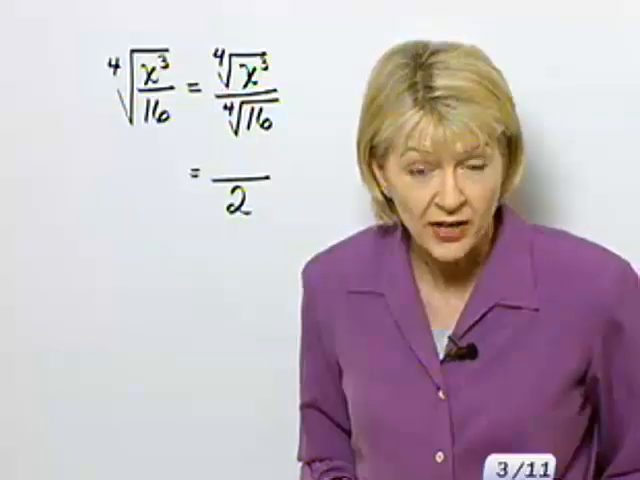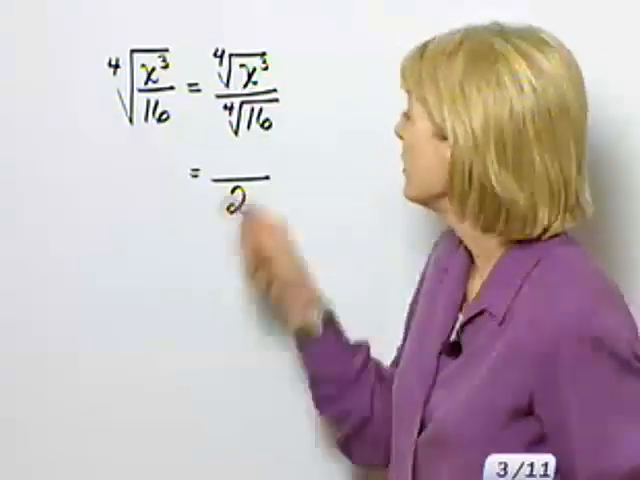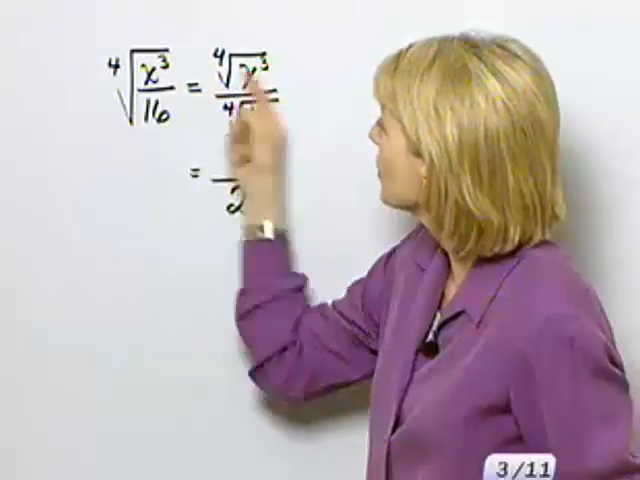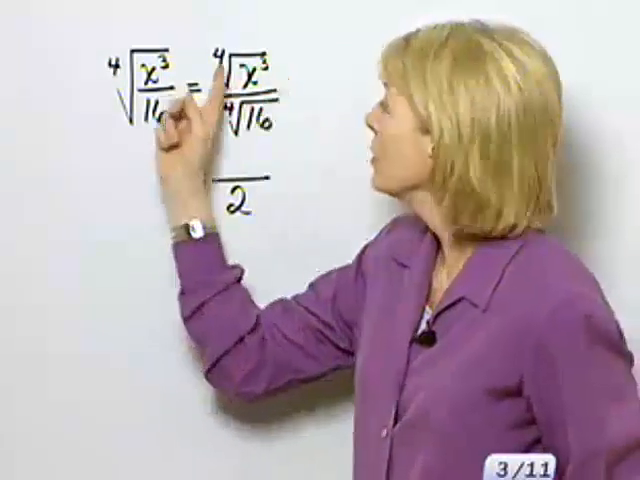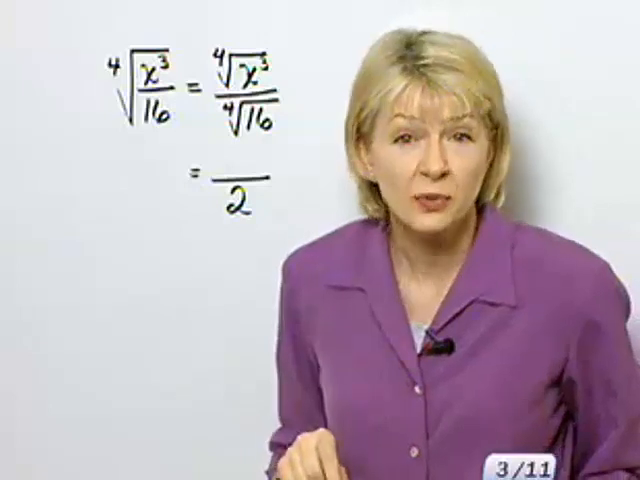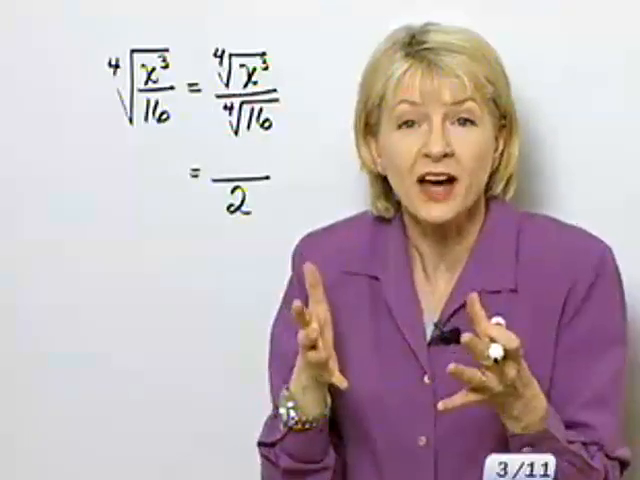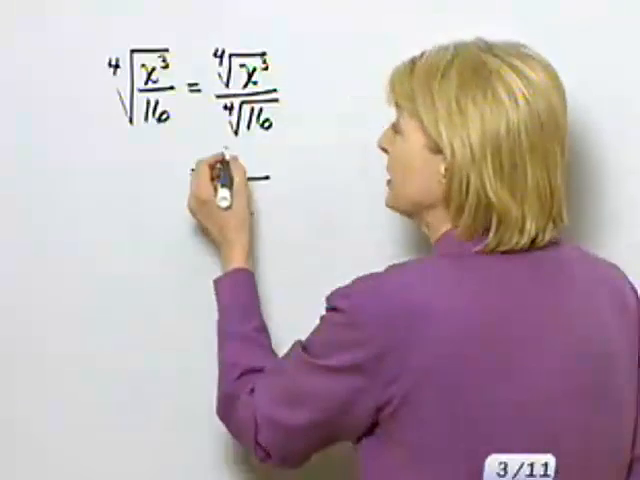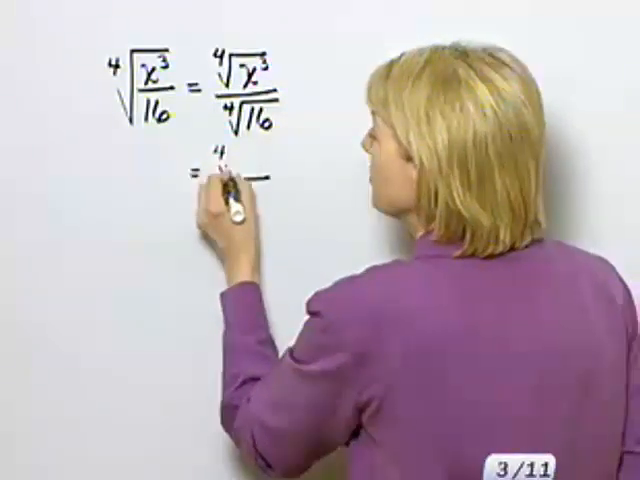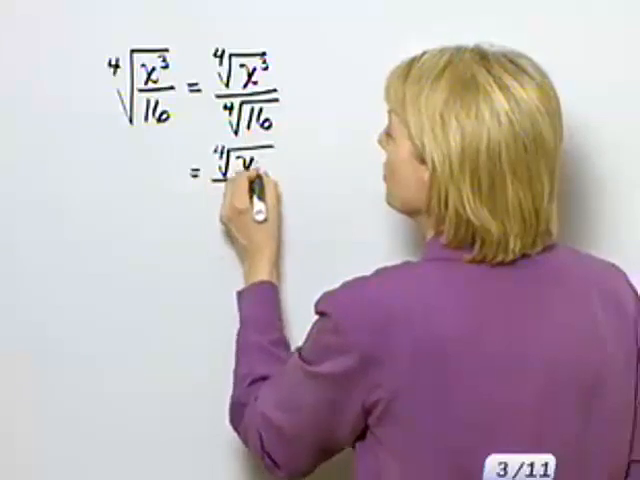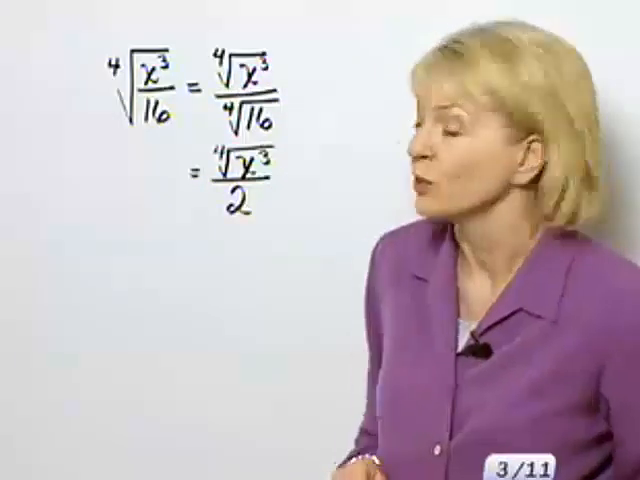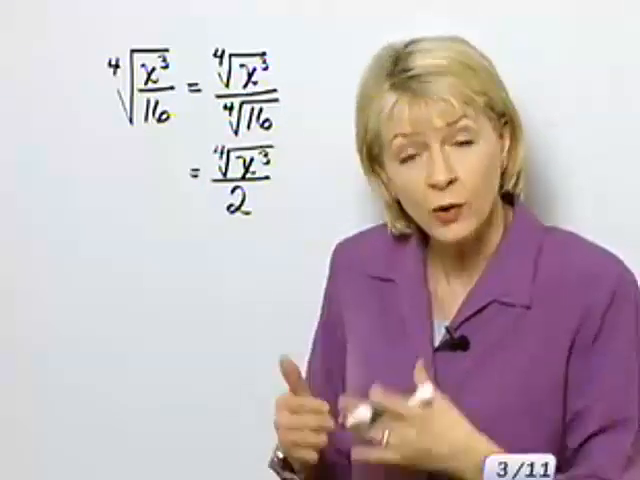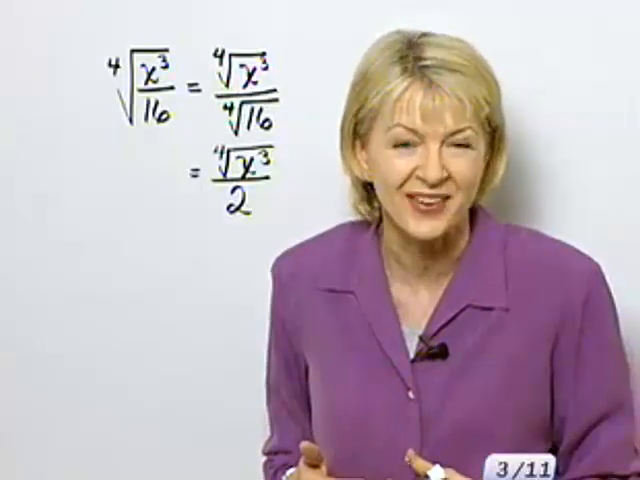What about the numerator? Can I simplify that? Well, remember this shortcut, if you have an exponent, will 4 divide into 3 a whole number of times? The answer is no, so there's no simplifying that can be done in the numerator, and we just leave that as the fourth root of x cubed. So I hope you see how that quotient rule helped us do some simplifying here.